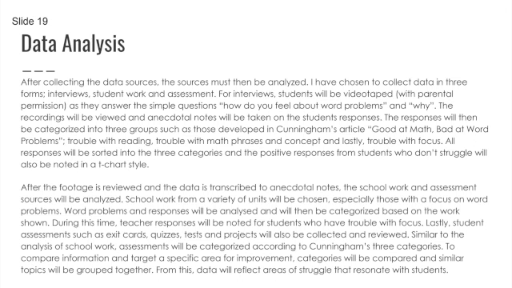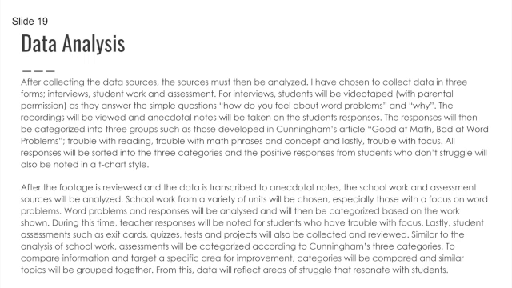After the data collection process is complete, we will then analyze the data that we've received. The responses will then be categorized into 3 groups, such as those developed in Cunningham's article, Good at Math, Bad at Word Problems. The 3 categories are trouble with reading, trouble with math phrases and concept, and lastly, trouble with focus. All responses will be sorted into 3 categories in a T-chart style.